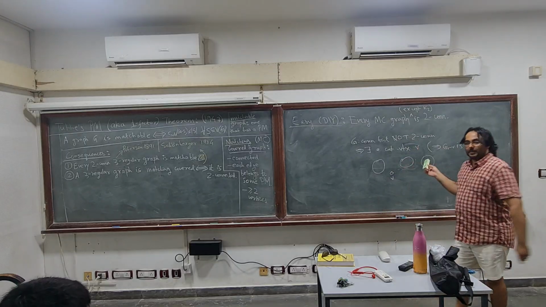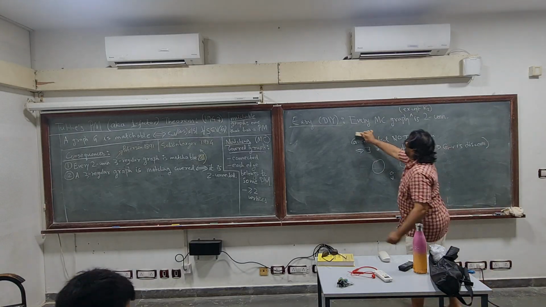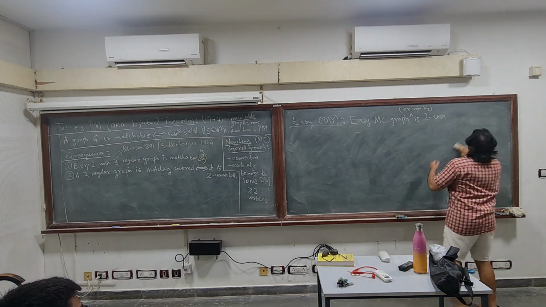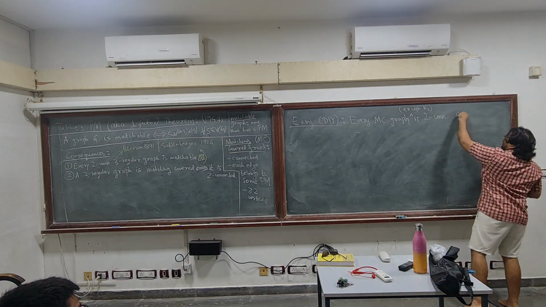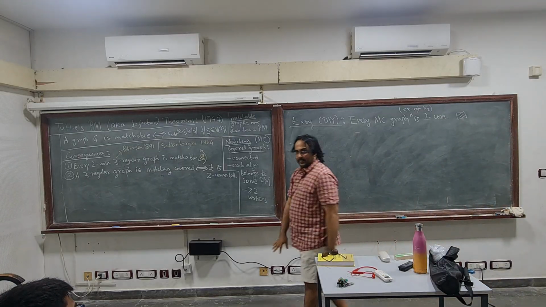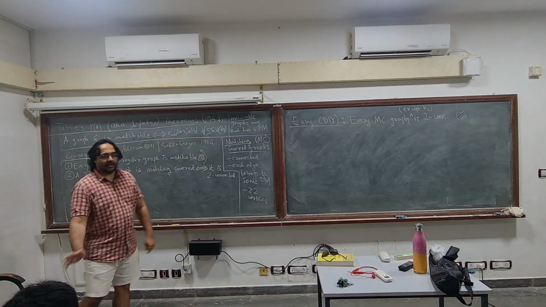So we proved that every matching covered graph is two-connected. The converse is not true: every two-connected graph is not matching covered. You can easily make examples. Can you make an example?